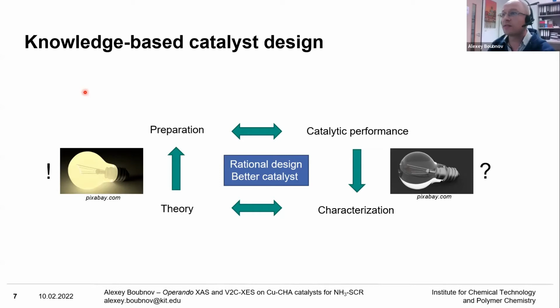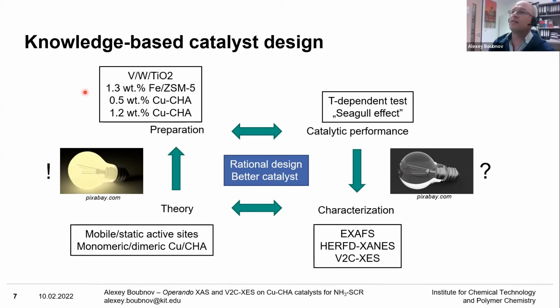So based on this rational design cycle, I will give from each of the points some examples. So we'll be talking a little bit about vanadium, iron, and focusing more deeply on the copper-based catalysts. I'll be showing some catalytic testing, both in the lab reactor and at the synchrotron. Characterization by XAS, by photon in, photon out, HERFD-XANES, and valence-to-core X-ray emission spectroscopy, and then justifying the results by theoretical calculations.